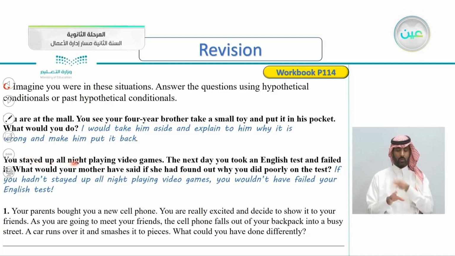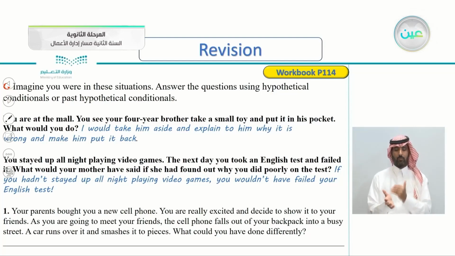So this is the correct thing, the ethical, the moral thing to do. You stayed up all night playing video games. The next day you took an English test and failed it. What would your mother have said if she had found out why you did poorly on the test? If she found out the truth that you didn't study, you just played video games, what would she say? She would have said: If you hadn't stayed up all night playing video games, you wouldn't have failed your English test.